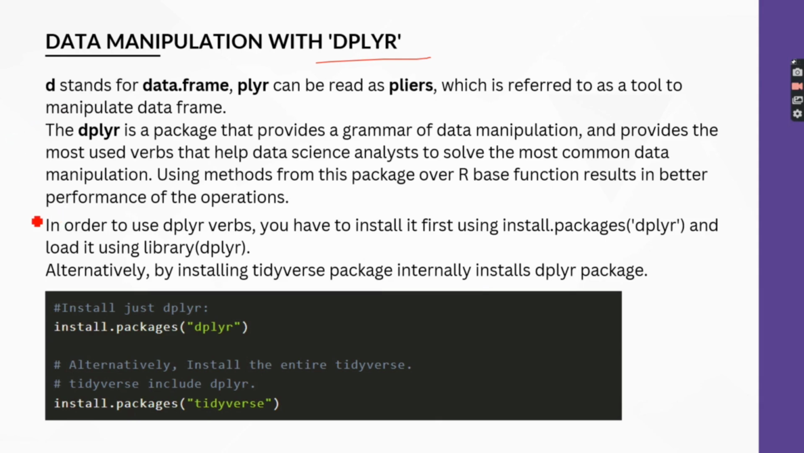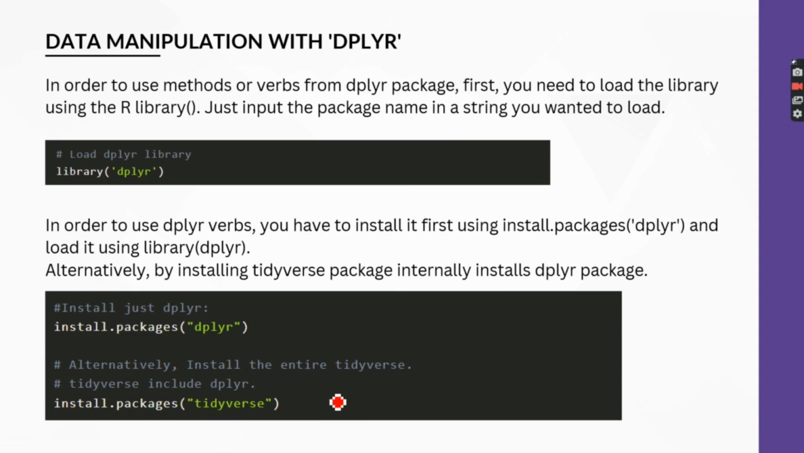So it makes the lives of data scientists very easy. This is basically used for data manipulation, as I've said here. How can we install it? We just need to install it using the install.packages function. We write dplyr in quotes, or instead, we can install the package named tidyverse, which includes dplyr inside it as well. You can use either process, and you will easily install the dplyr package that we are going to work with in future.